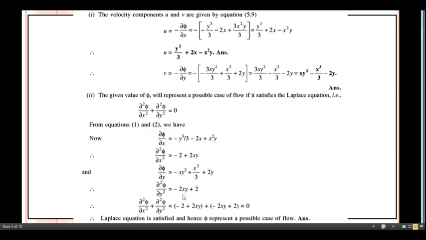So what do we get here? Minus 2xy, plus the derivative of this one with respect to y, which is 0. So what do we get here? The derivative of y is nothing but 1. So 2 will occur here. So what about the next one?